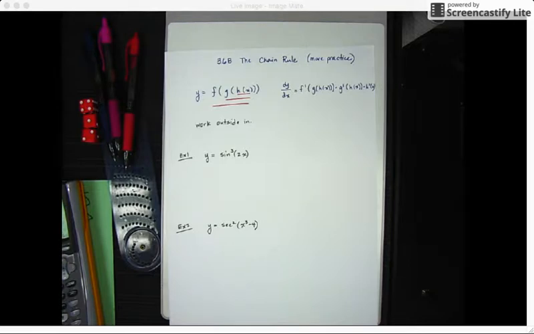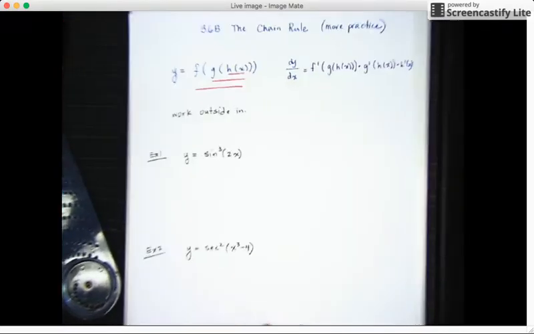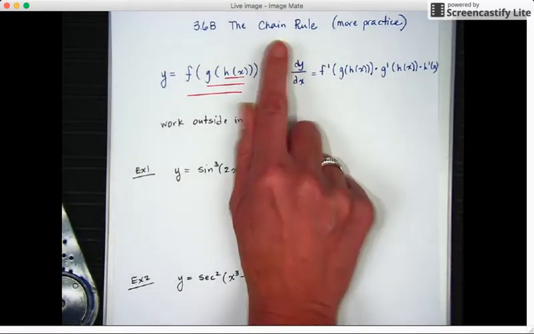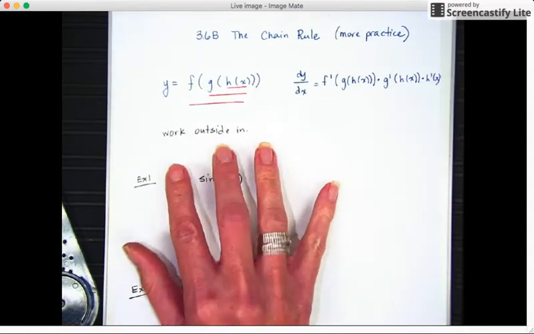I'm going to show you more chain rule practice. So this is the second day of chain rule. All right, and I'm just going to go straight to the pattern. So chain rule is used when you have what are called composite functions. So these are functions within other functions, multiple functions.